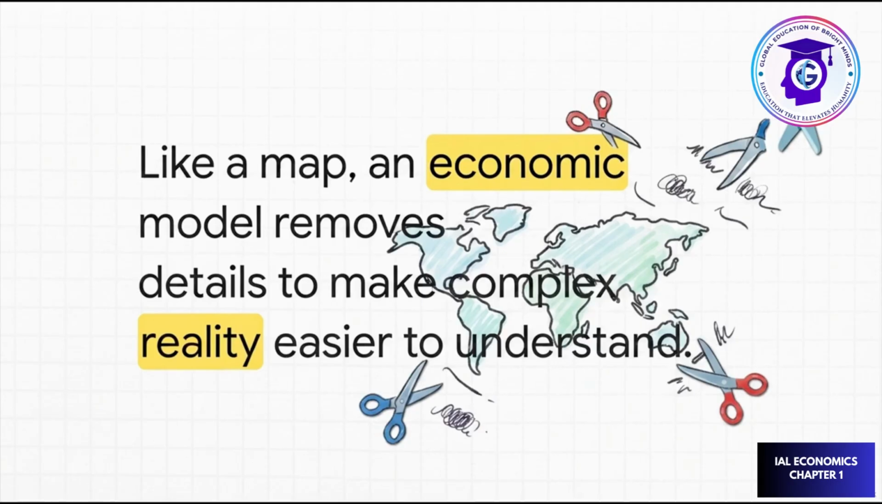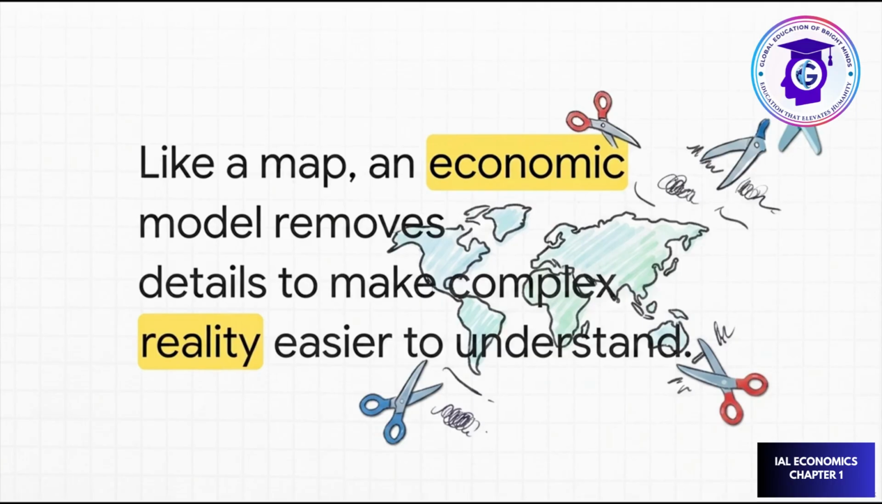Think about a world map. It shows you continents, countries, maybe some major highways. It deliberately does not show you every single tree, every parked car, or every person. If it did, it would literally be the size of the world and completely useless to you. An economic model is exactly the same thing. It is useful precisely because it simplifies reality.